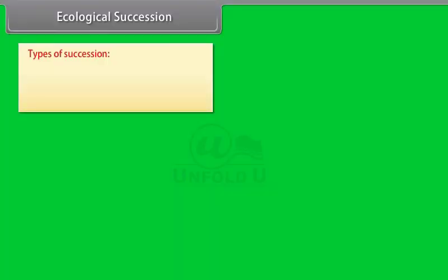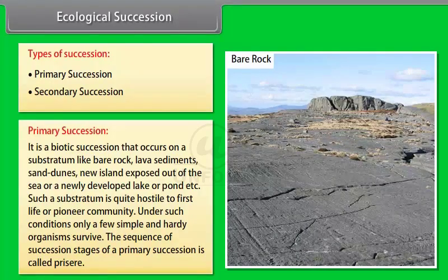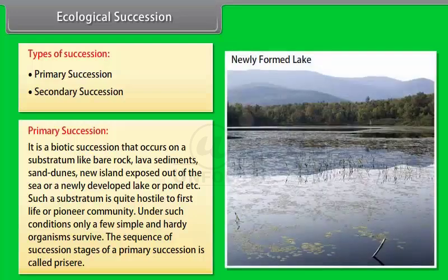Types of succession. There are two types of succession: primary succession, secondary succession. Primary succession. It is a biotic succession that occurs on a substratum like bare rock, lava sediments, sand dunes, new island exposed out of the sea or a newly developed lake or pond, etc. Such a substratum is quite hostile to first life or prior community. Under such conditions, only a few simple and hardy organisms survive. The sequence of succession stages of a primary succession is called prisere.